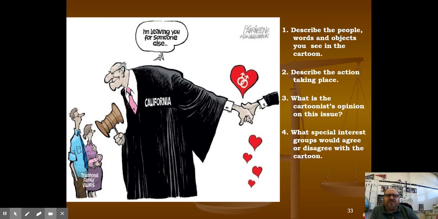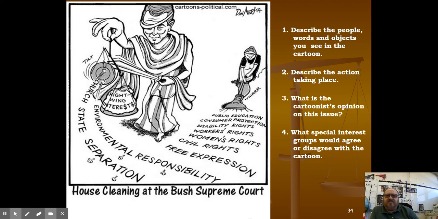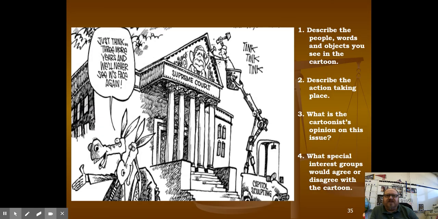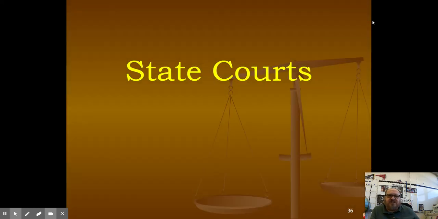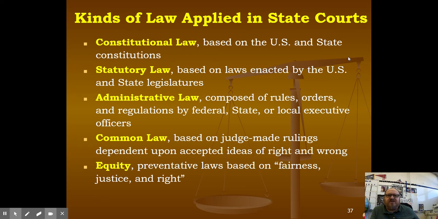Another political cartoon. I'm not really going to go over these too much, and I'm going to actually, let's go into state courts.